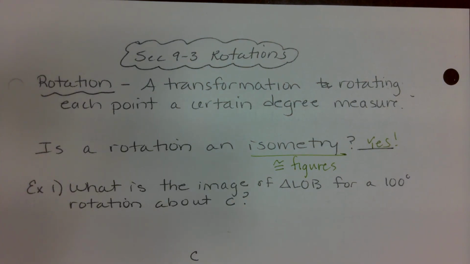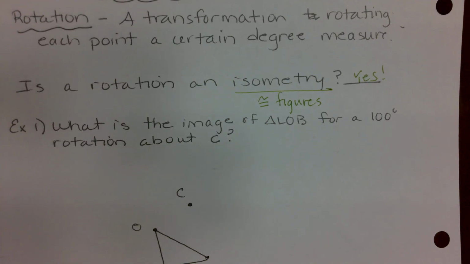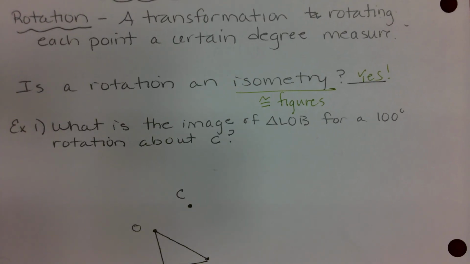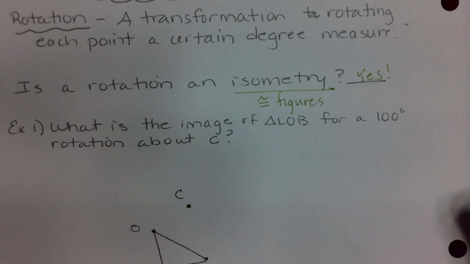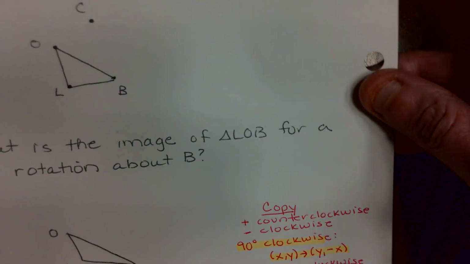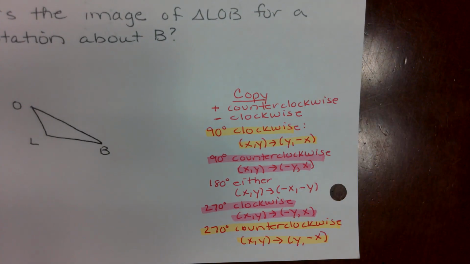So what is the image of LOB for a 100-degree rotation about C? First thing we need to do is talk about counterclockwise and clockwise. I want you to take note down here, and I would like you to actually copy that. So I'm going to ask you to pause the video so that you can copy that. Because when you see a positive sign, that is counterclockwise. When you have a negative in front of the degree measure, it's clockwise.